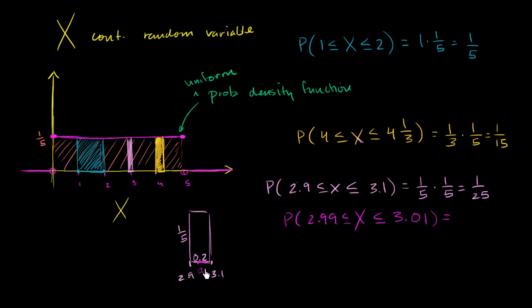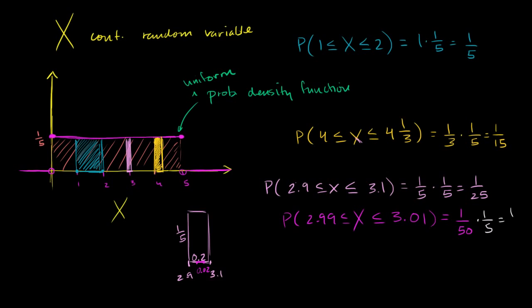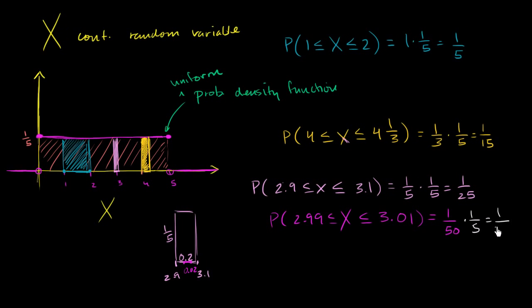So it's now a 0.02 base and the same height, 1/5. So the base is now not 1/5, but 1/50th. That's the same thing as 0.02. And we multiply that times 1/5, which gives us 1 over 250. And we could keep going. And I think you see why this is getting interesting.